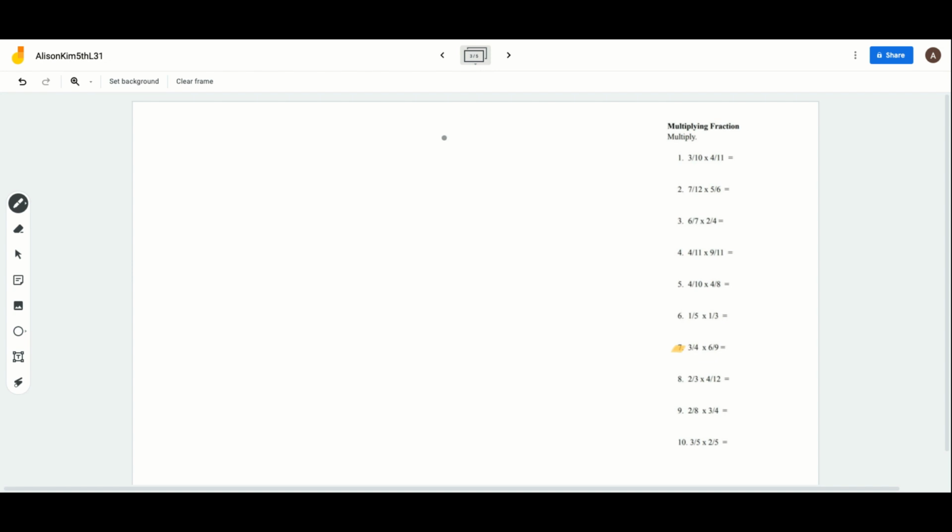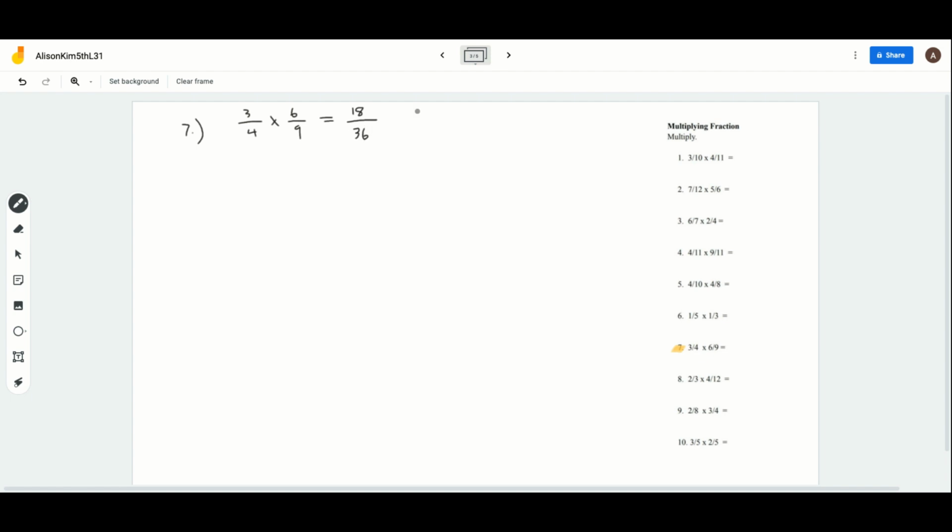Now let's do multiplying fractions. Multiplying fractions is fairly easy because it's not anything like adding fractions. You don't need to change anything. You just do 3 over 4 times 6 over 9, and we just multiply across. So 6 times 3 is 18, and 4 times 9 is 36.